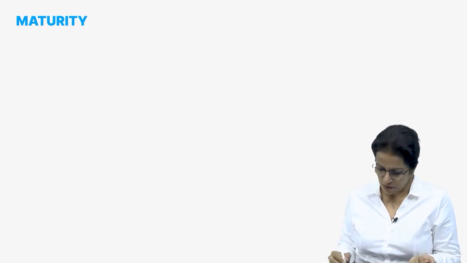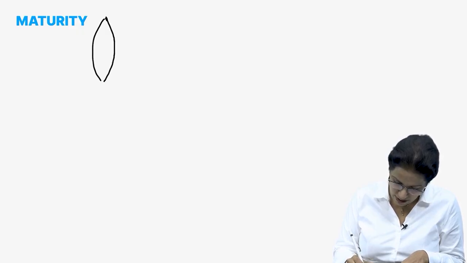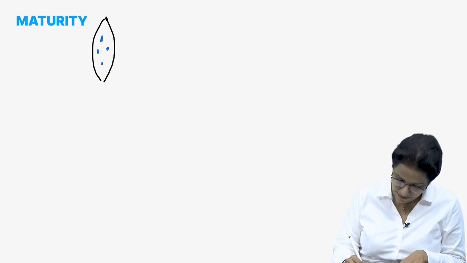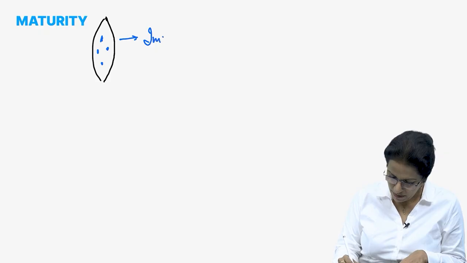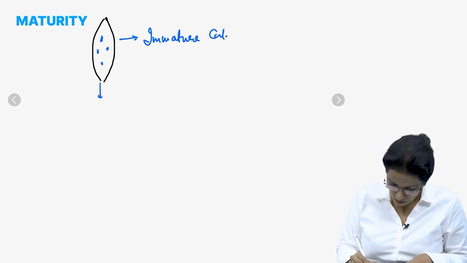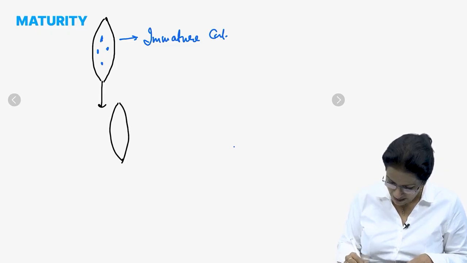According to maturity, how do you classify? To start with, not all of the lens is opaque. Some part of the lens will be opaque and some part will be clear. This is what is called immature cataract. Slowly, the whole lens becomes opaque, right? So when the whole lens becomes opaque, now you will call it mature cataract.